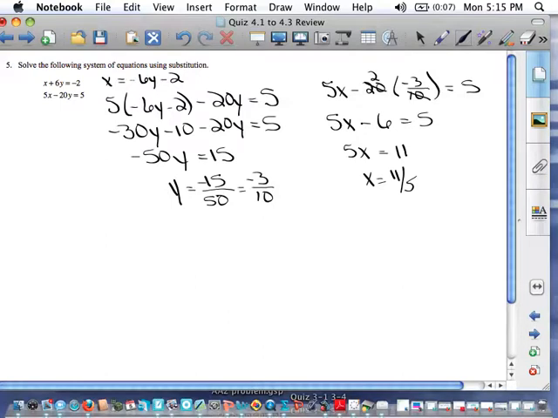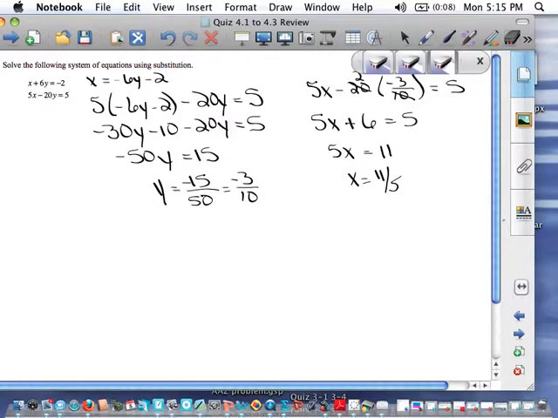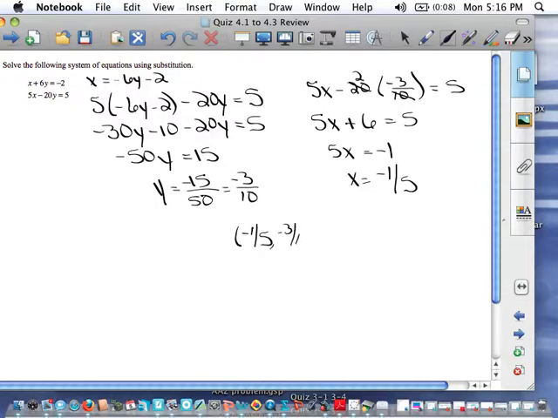No, this is actually a plus 6. Sorry, that's a plus 6. Let's go back. And this becomes a negative 1. So the x is negative 1/5. So the solution is negative 1/5, negative 3/10. If you want to check your answer, you can substitute those back into both of those equations. See if it makes those equations true.